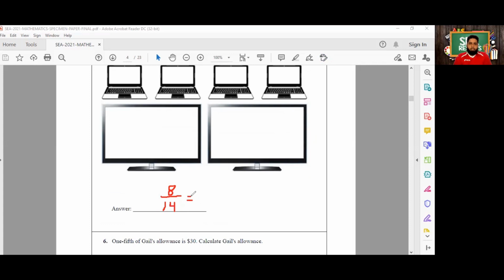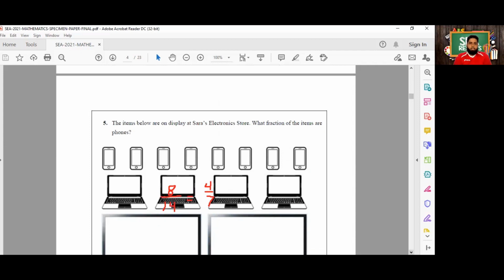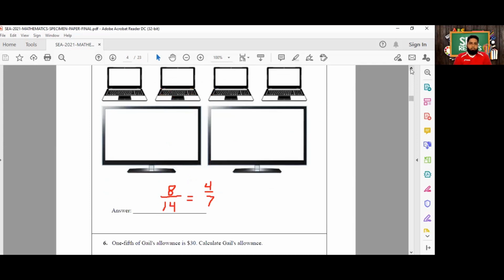Of course, this can be reduced to 4 out of 7, representing the number of phones in the store. So the question asks, what fraction of the items are phones? The answer is 8 over 14, which is reduced to 4 out of 7.